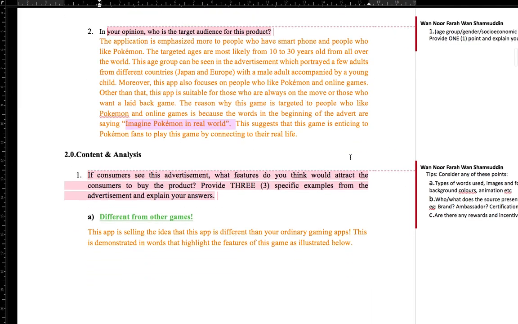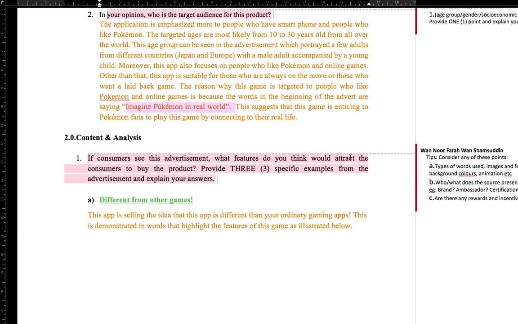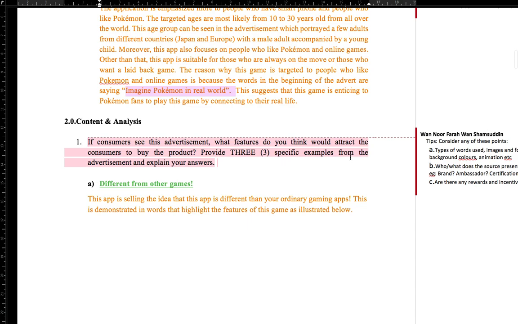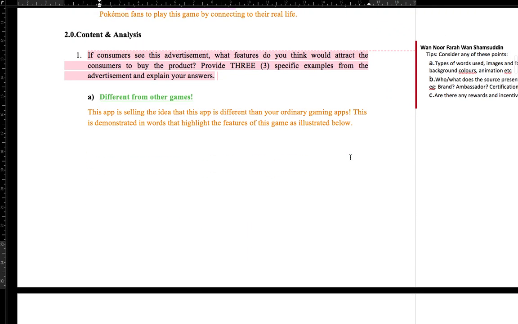Alright, so let's move on into the second part, which is on content and also analysis. The first question is, if the consumers see this advertisement, what features do you think would attract the consumers to buy the product? Provide 3 specific examples from the advertisement and explain your answer.